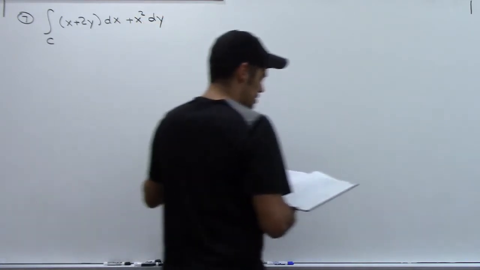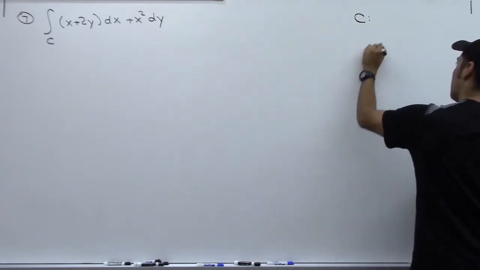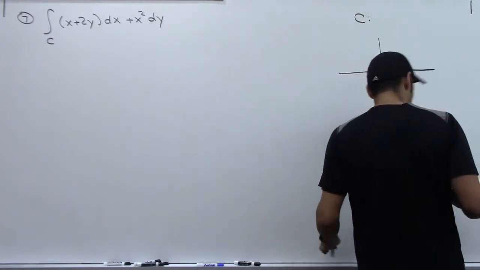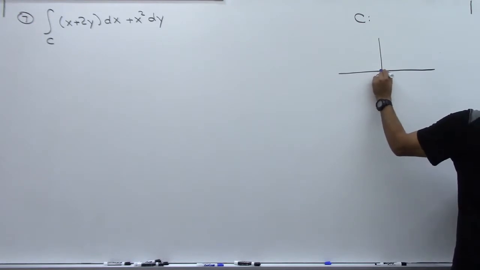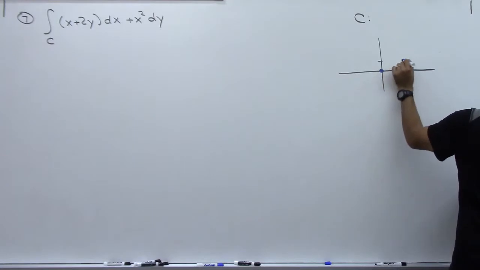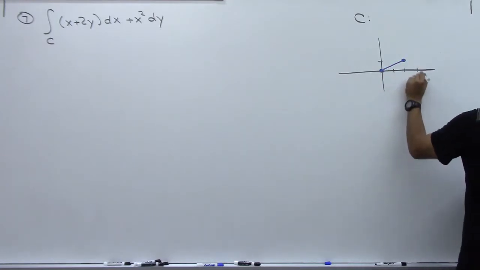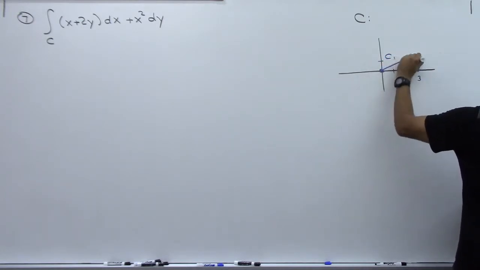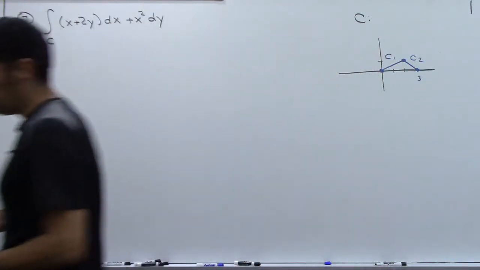where C consists of the line segments that go from 0, 0 to 2, 1, and then from 2, 1 back to 3, 0. So I'm going to say this is C1 and this is C2. I'm going to have to break this up into 2 different pieces.